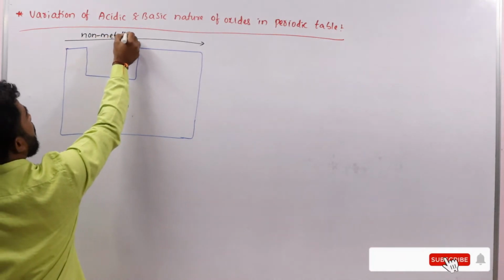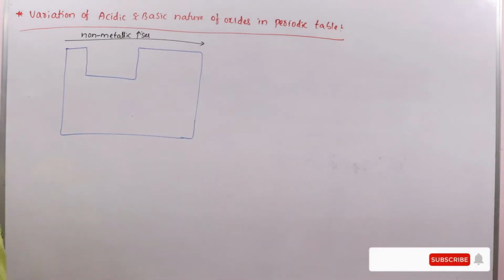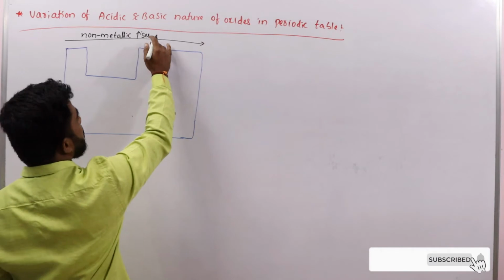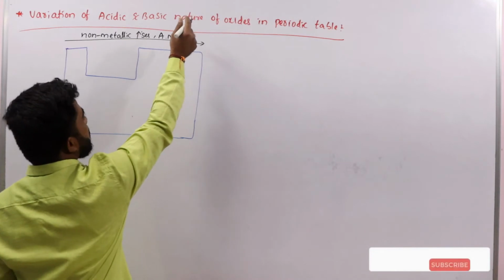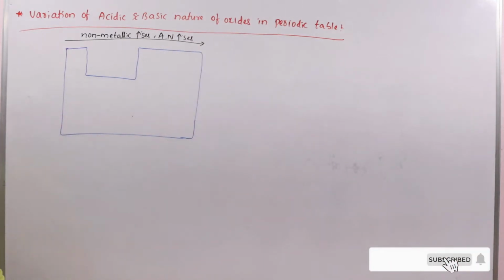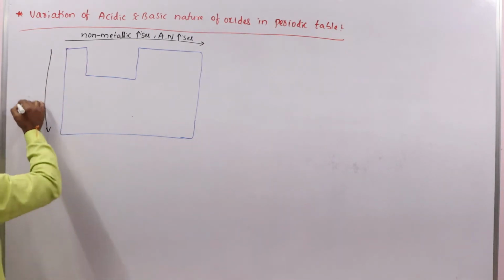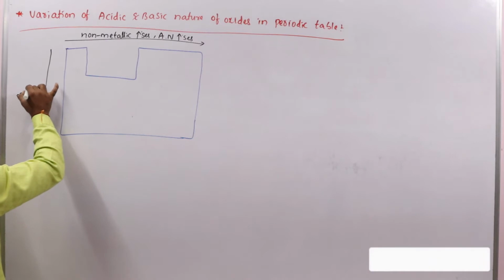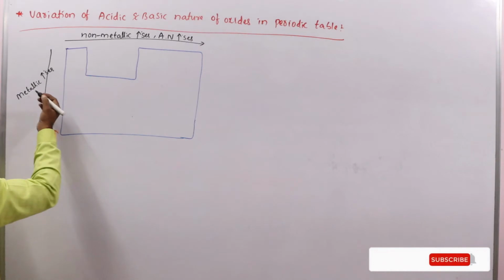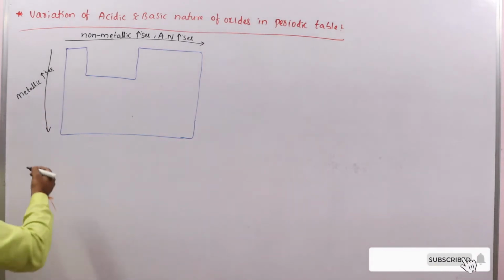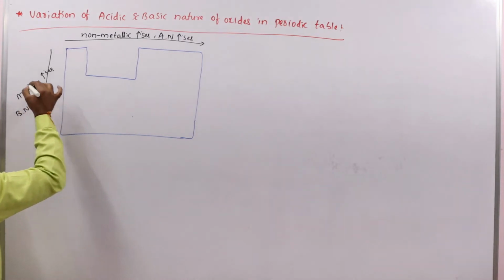Non-metallic character increases. With the non-metallic character increasing, acidic nature also increases. When you go from top to bottom in a group, metallic character or metallic nature increases. When the metallic nature increases, the basic nature of oxides also increases.